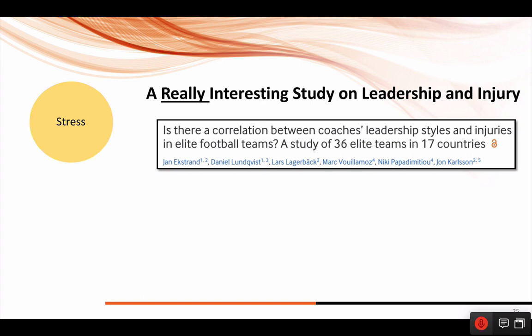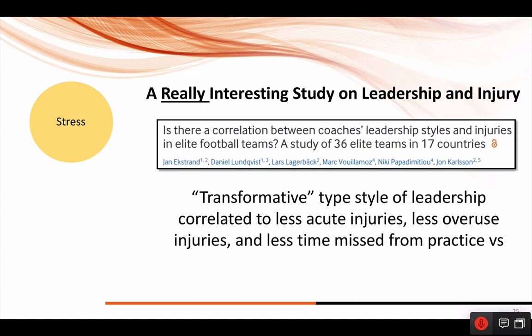If you're really trying to look at something, I think this is incredibly interesting. This study by Jan Ekstrand was in the British Journal of Sports Medicine. They looked at 36 teams across 17 countries. What they found in terms of injury rates is that if you had a more transformative coach, someone who is open, who encourages the athletes, on a team that works together toward a common goal, this is not a dictatorship kind of thing.